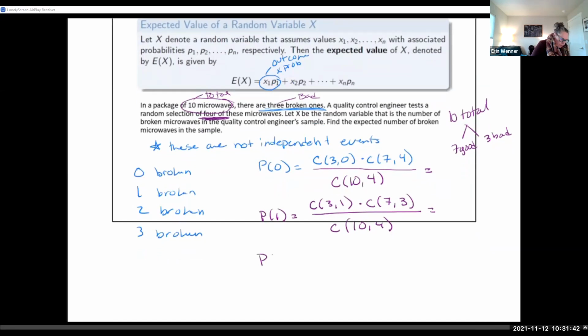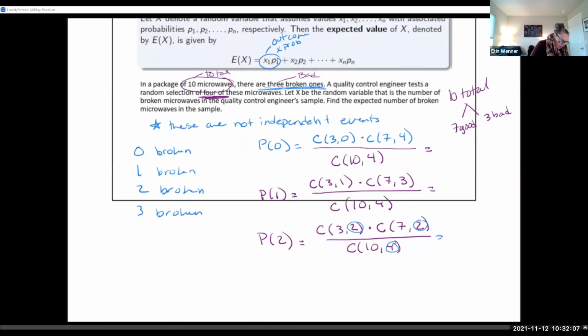We can have the probability of 2, which we're going to do combination of 3 items, choose 2 bad ones, times the combination of 7 items, choosing 2 good ones, out of the combination of 10, choose 4. Again, remember, we keep talking about this, but these 2 numbers have to add to be that bottom number, okay?